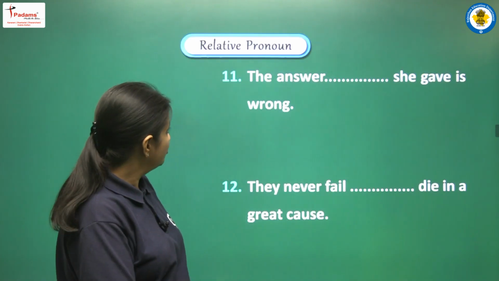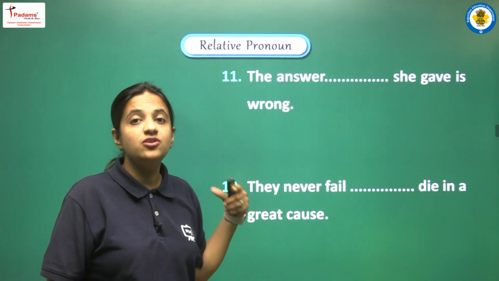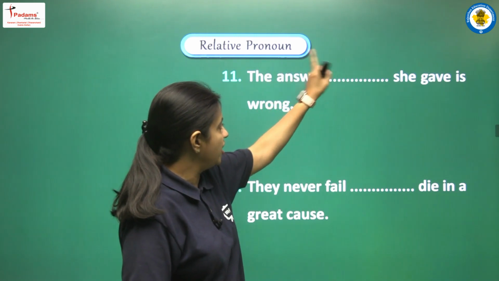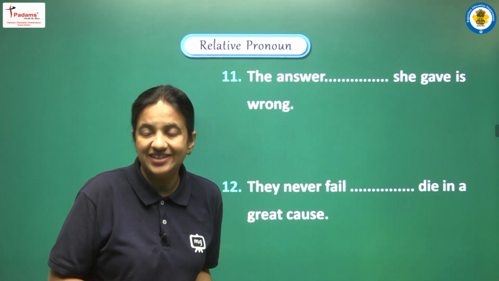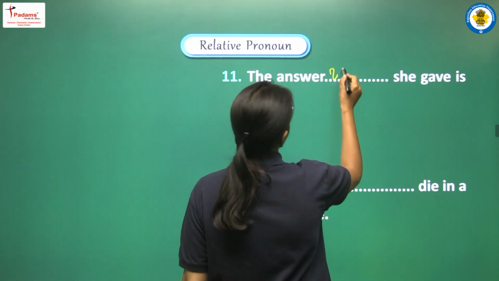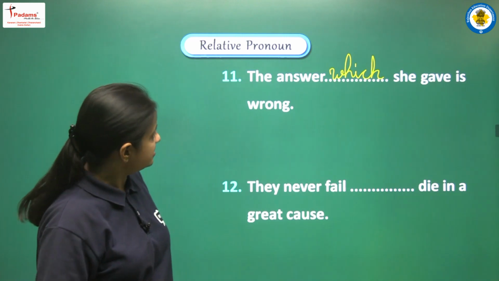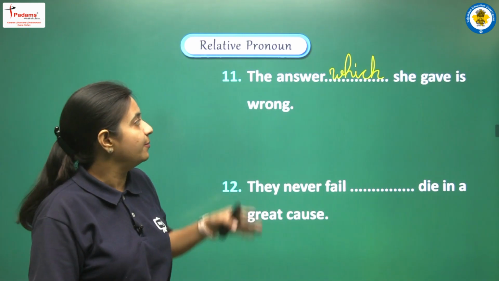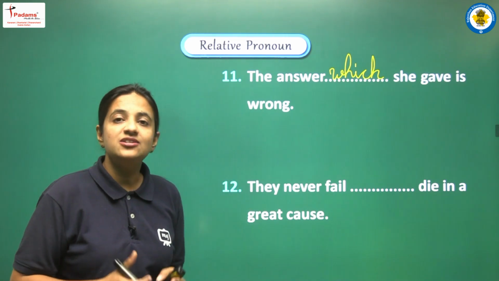Okay. Moving on, next sentence, the answer she gave is wrong. So here in this sentence we have to write our relative pronoun after answer. So answer, obviously, is the object here, and answer is an inanimate thing. So here we have to write which. We can write that also. Yes. So our answer is which here, and the sentence will be the answer which she gave is wrong. We can write that also. We can make the sentence in this manner: the answer that she gave is wrong.